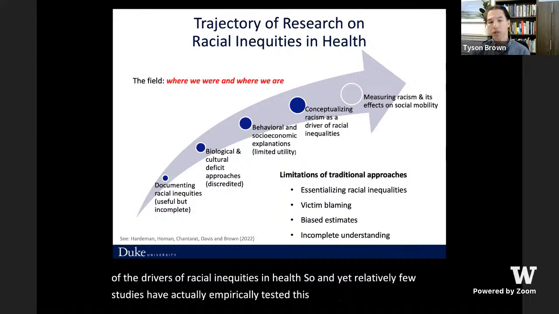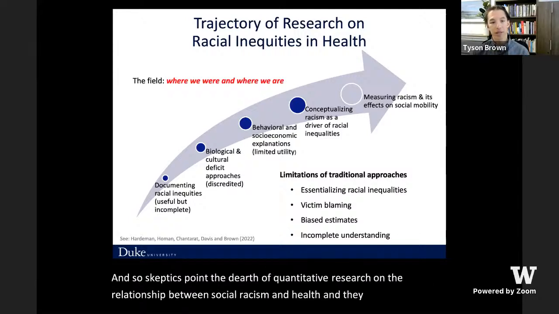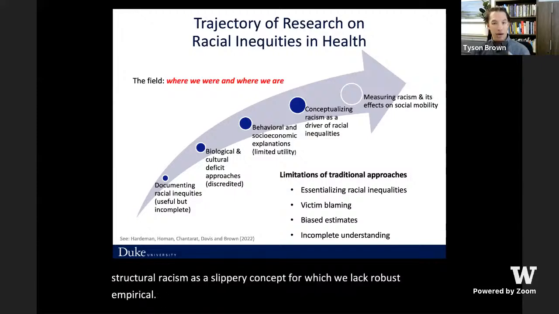And so skeptics point to the dearth of quantitative research on the relationship between structural racism and health, and they dismiss structural racism as a slippery concept for which we lack robust empirical evidence documenting its effects.